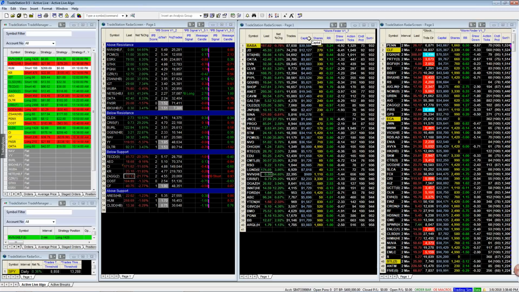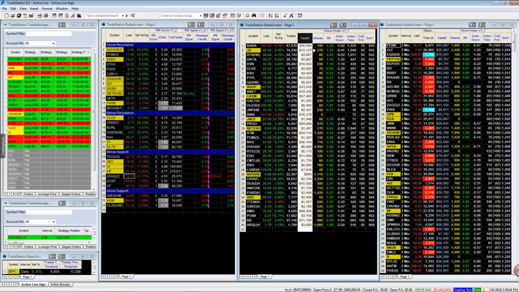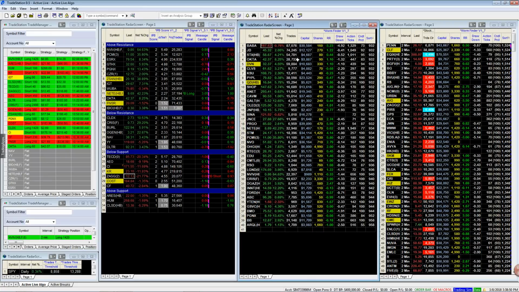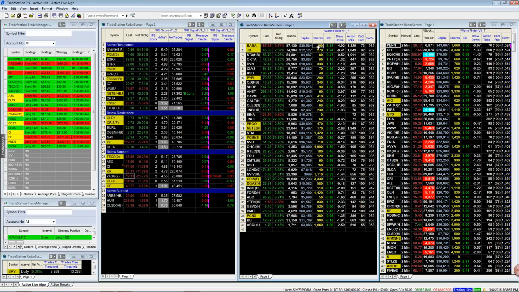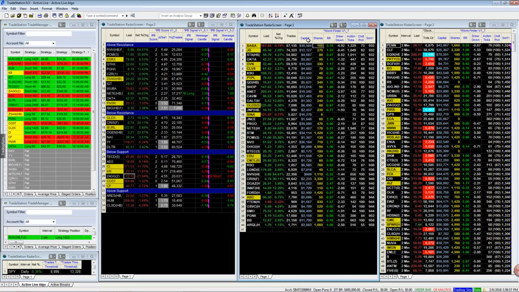Well, the first column here is the capital. That's the capital required to take a $100 risk position. So this first stock, Alibaba, is a $187 stock. It takes a lot of capital to take $100 of risk. It takes $30,500 buying 160 shares. Most people would shy away from those capital intensive trades.